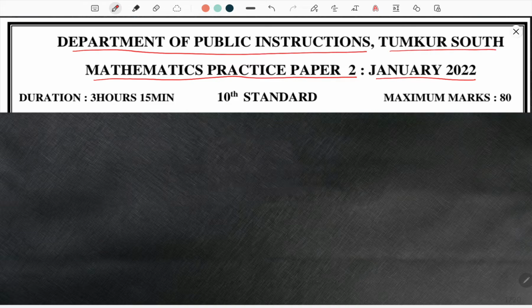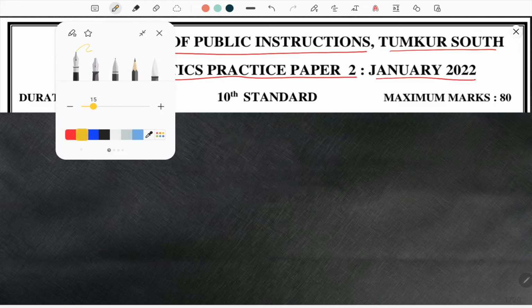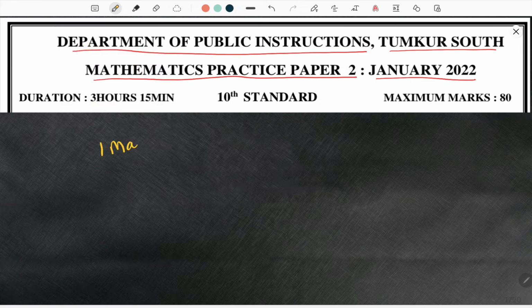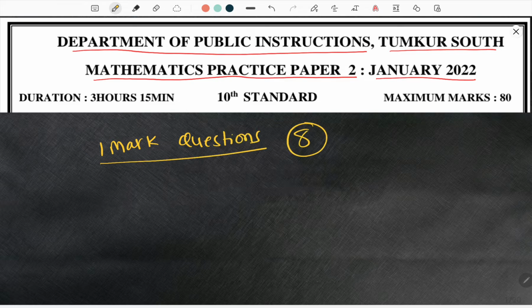Alright, so this is a mathematics question paper, and we are going to solve all the 1 mark questions. Whatever 1 mark questions are there in the question paper, how many questions will be there? 8 questions will be there, and we are going to solve them.